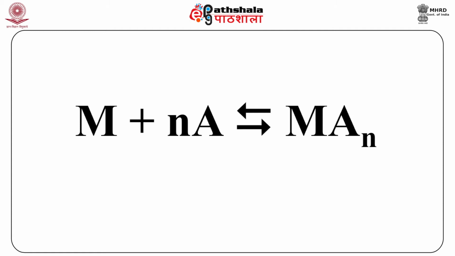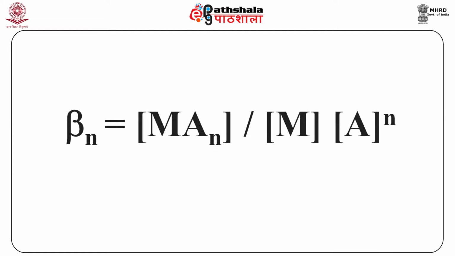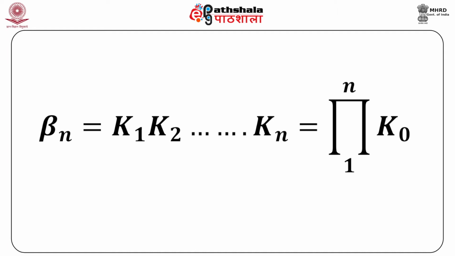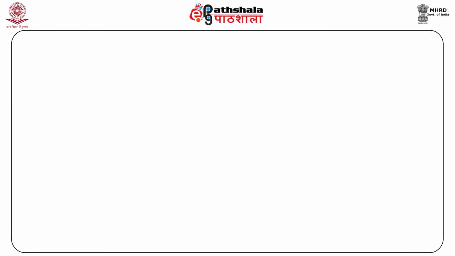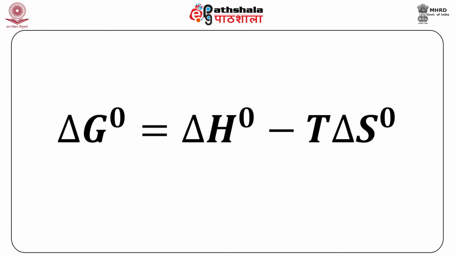The overall stability constant beta n for the reaction is defined as the concentration of MAn divided by the concentration of M into the concentration of A raised to the power of n, and is related to Kn as beta n equals K1 into K2 up to Kn. The standard free energy delta G naught is given by minus 2.303 RT log beta n, since delta G naught is equal to delta H naught minus T delta S naught.